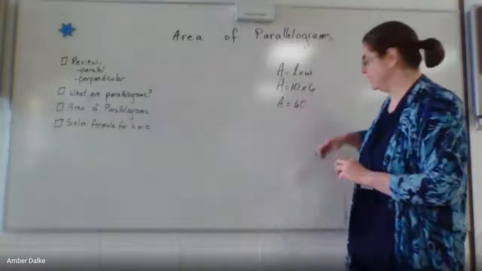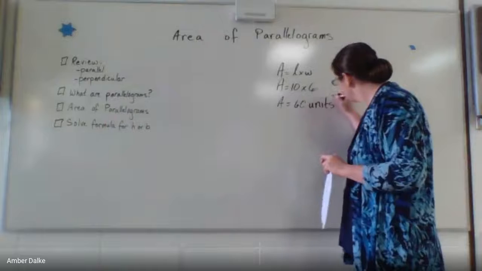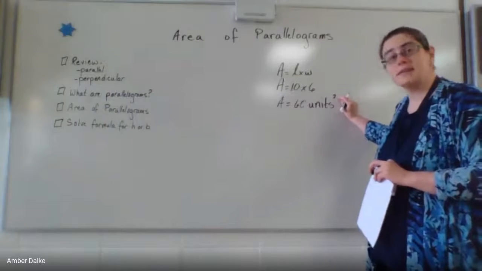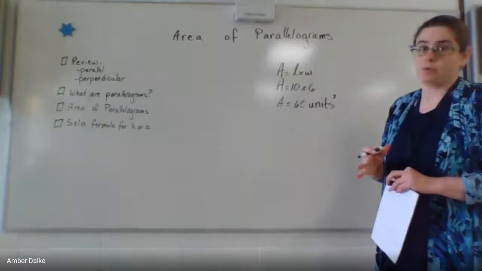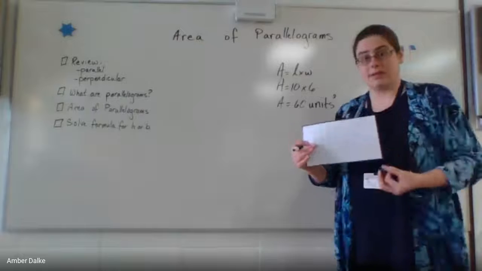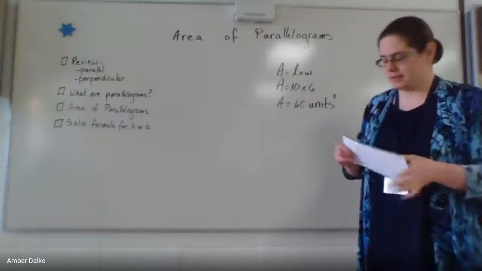And it looks like this. This is 60 square units. Make sure you still include that little 2. This is what indicates that this is area and not length or width. We're not talking about a line here. We're talking about the surface area of this shape. Okay? So far, we're still reviewing grade 6.